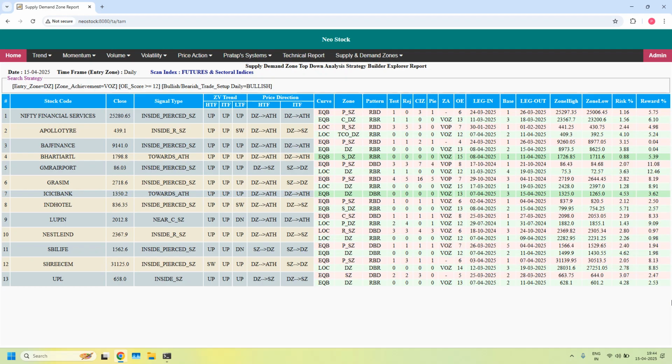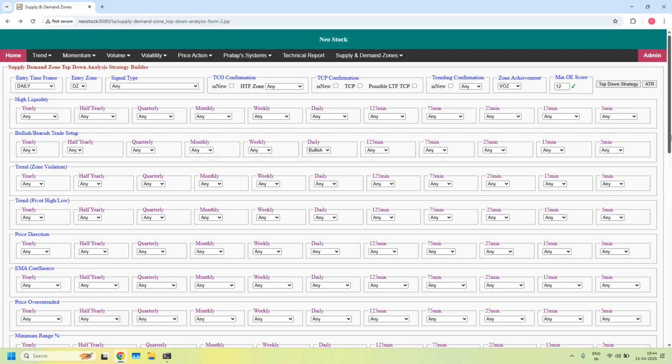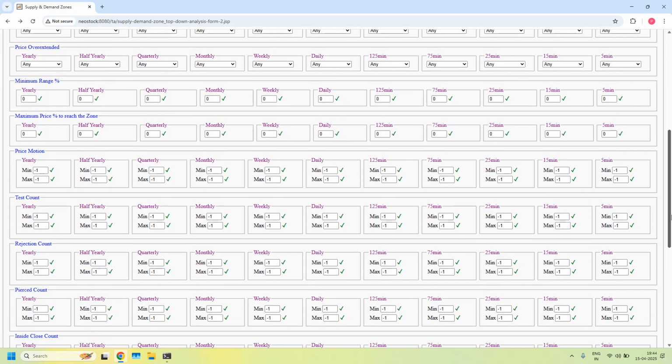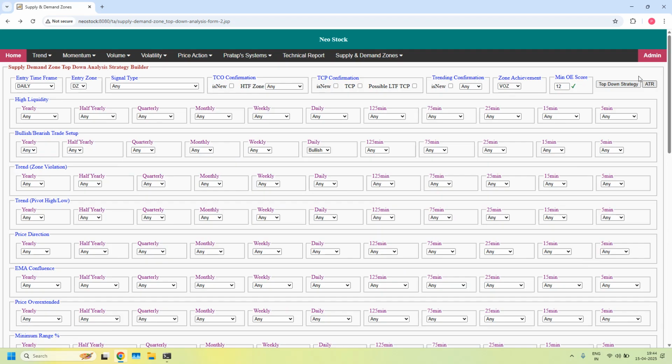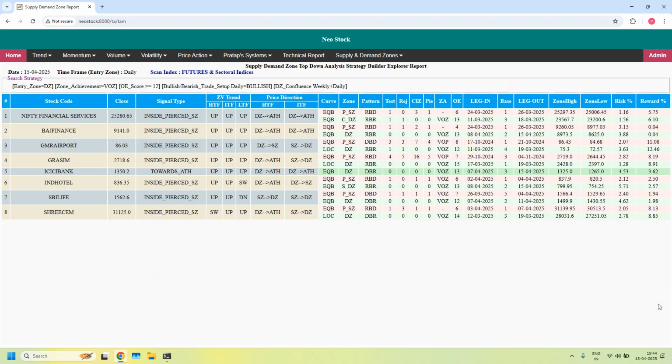We need to filter them based on the zone confluence. First filter is ITF and LTF demand zone confluence. That is a daily and weekly demand zone confluence. So I'm going back, and then in the demand zone confluence, I'm filtering based on daily demand zone with weekly demand zone confluence. With this filter, now we got 8 stocks.